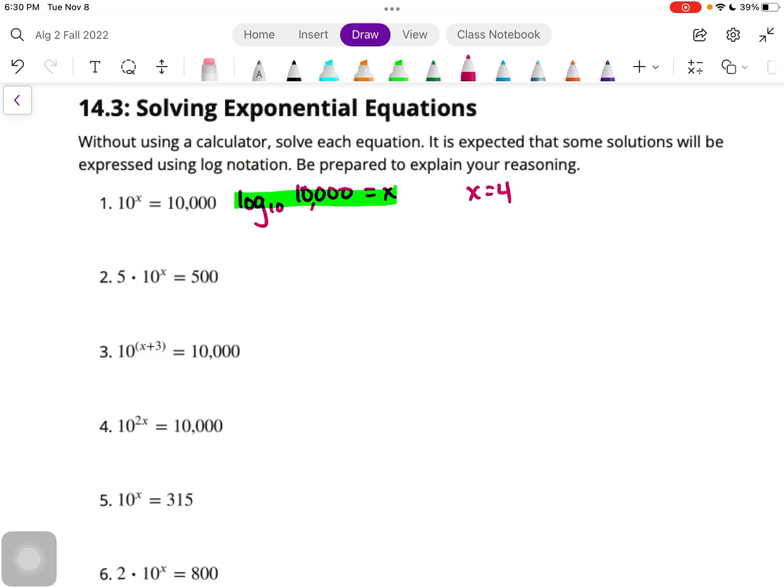All right, number 2, 5 times 10 to the x is equal to 500. So the first thing I would do is divide both sides by 5. So then I have 10 to the x is equal to 100, and that one is pretty easy, x equals 2.